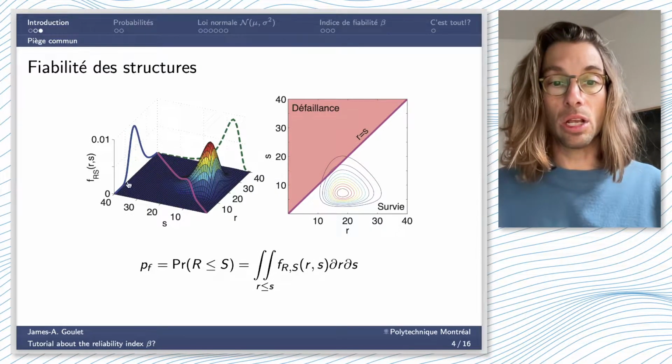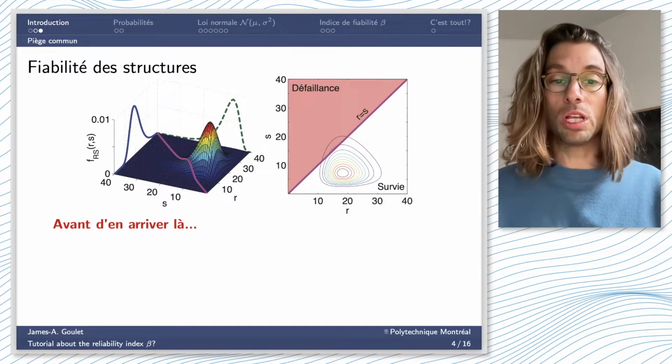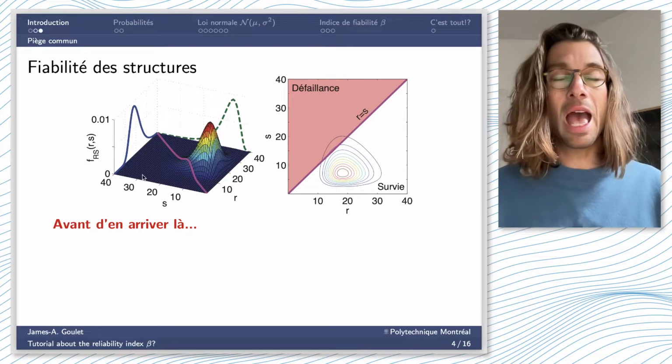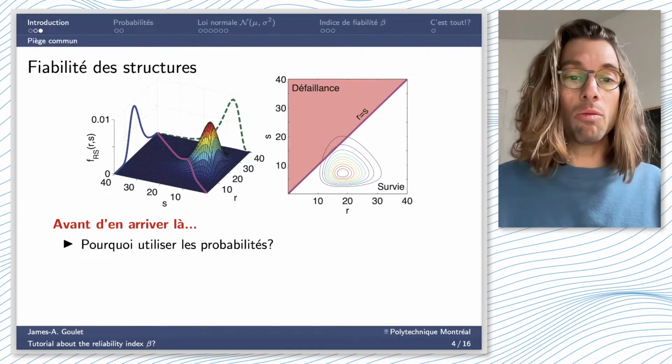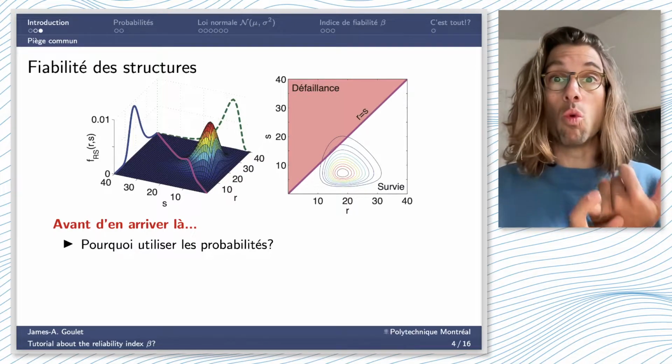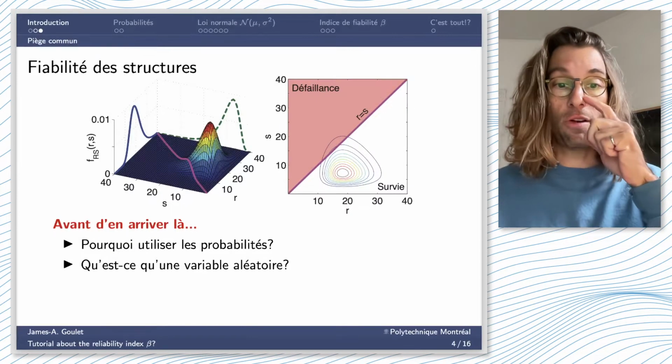So in that case, that bidimensional integral would represent my failure probability. Okay, I went really quick through a lot of concepts. Before going there, we need to cover why we should want to use probability theory at first.